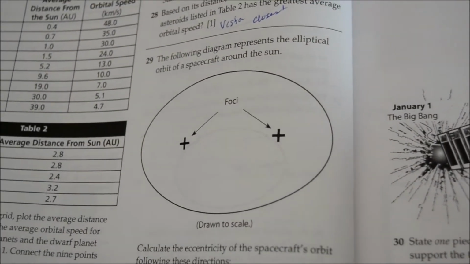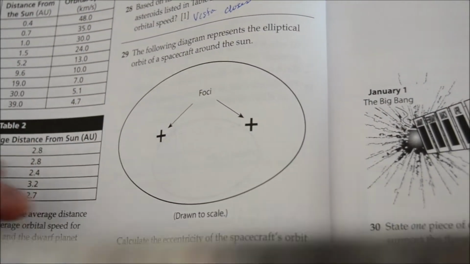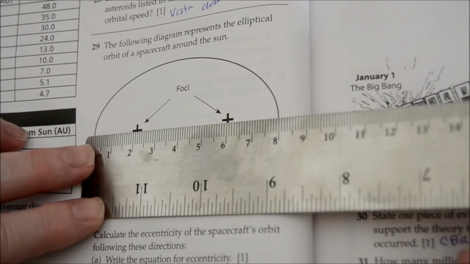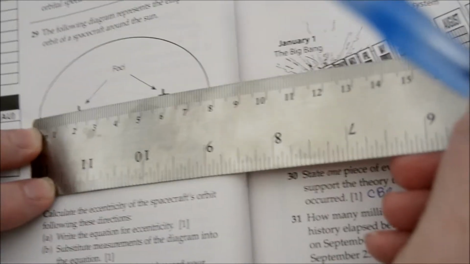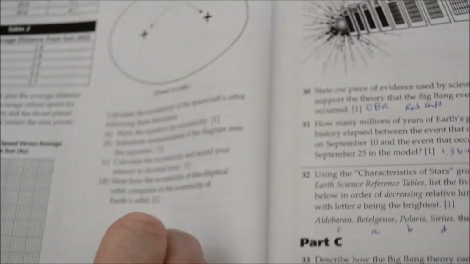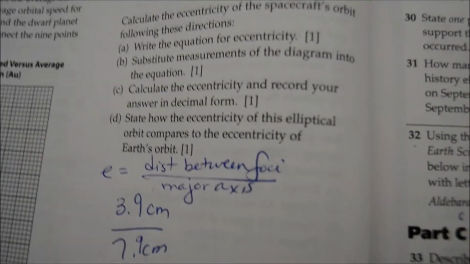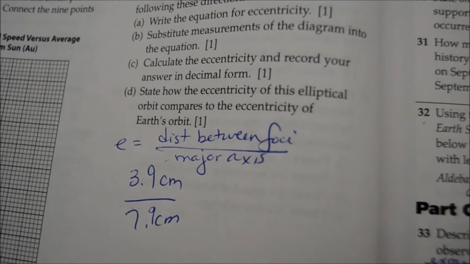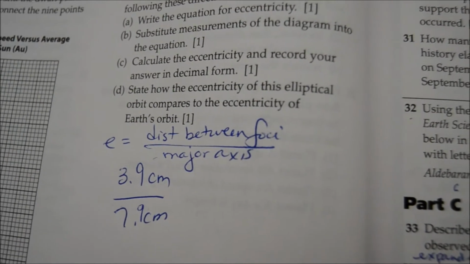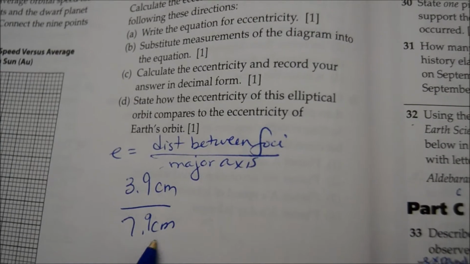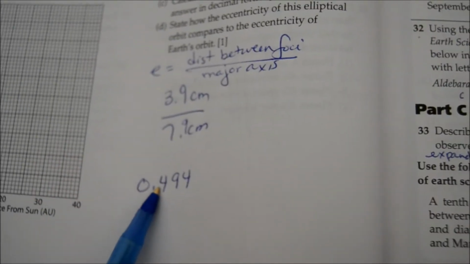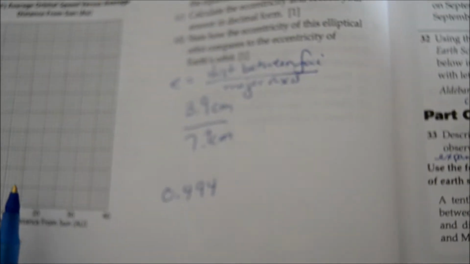centimeters. And then I got to do my major axis. Remember, my major axis is going to run right through. So I need to get right through, and I'm looking to be about 7.9. Then I'm going to mathematically calculate my eccentricity. Remember, eccentricity, you round it to the nearest thousandth, so 3 place values out. So 3.9 divided by 7.9, I get 0.494. Notice my units cancel each other out, so there's no units for eccentricity.